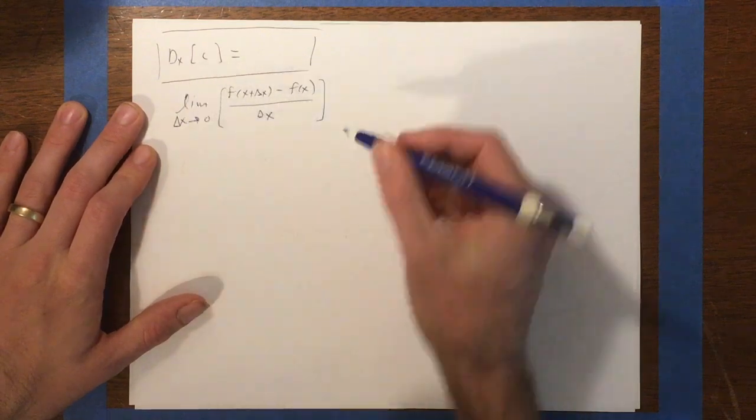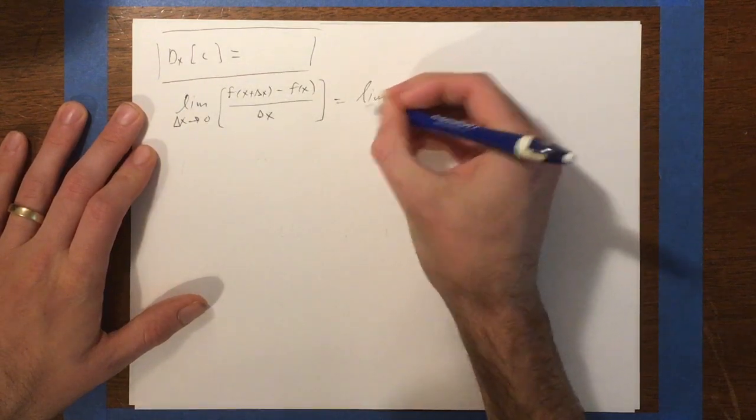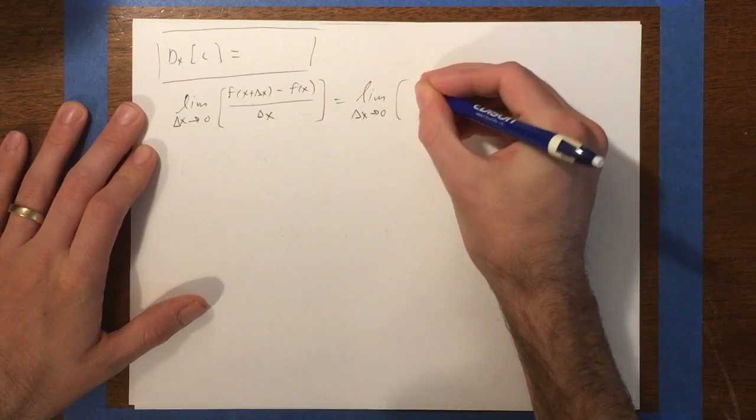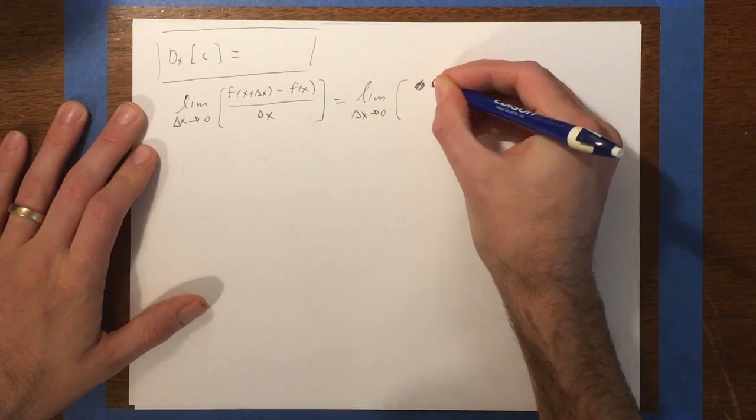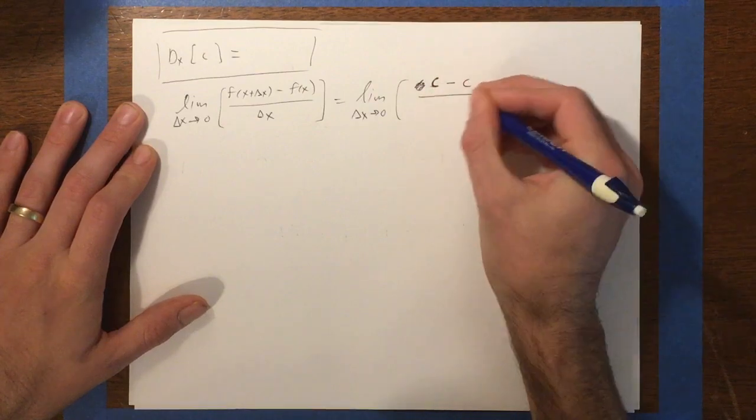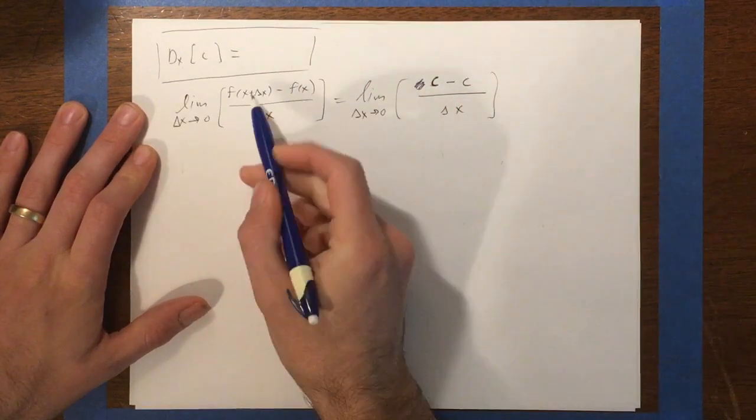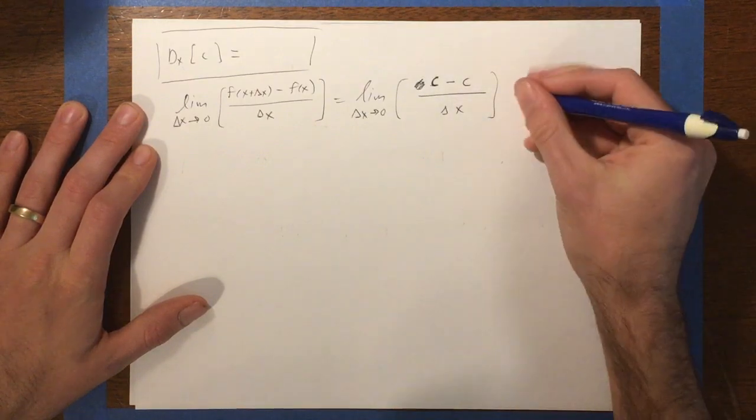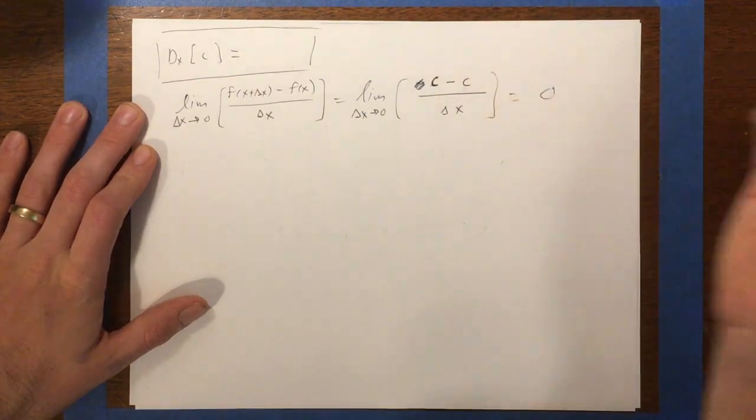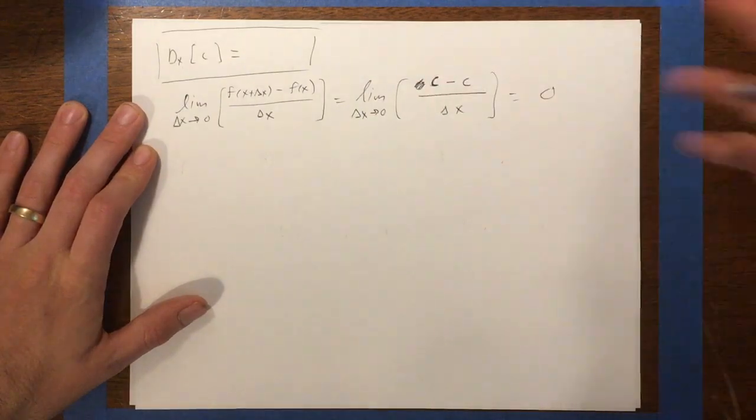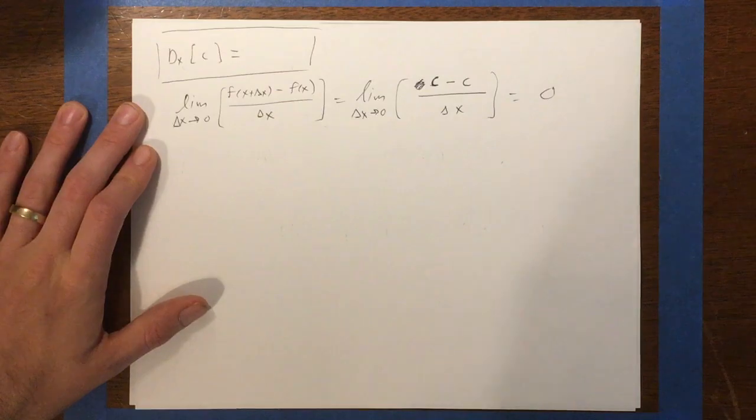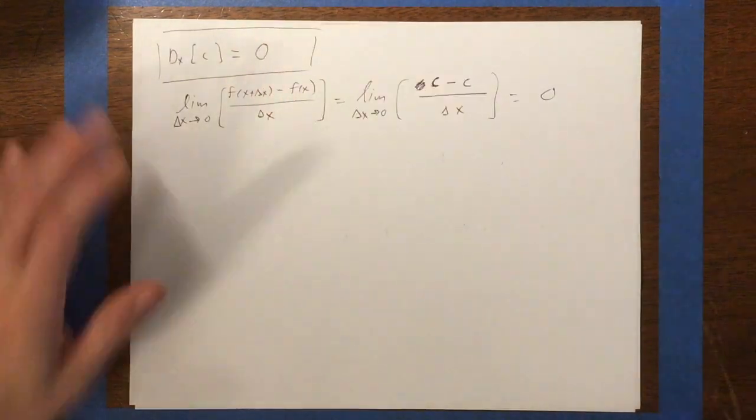And f of x is c. So this is kind of comically simple. It's just c minus c over delta x, right? Each of those is outputting the same constant value. So that's 0, and so this is 0 over delta x, right? If our numerator is constant and equal to 0, then yes, this is going to be 0. So the derivative of a constant function is 0.